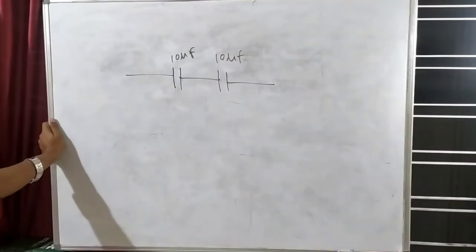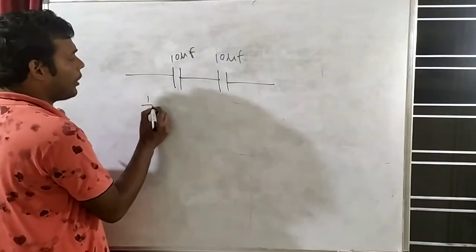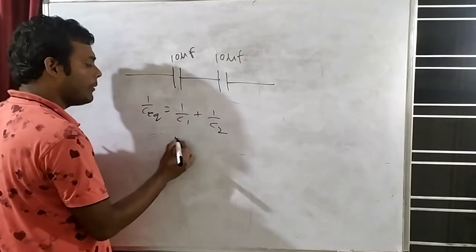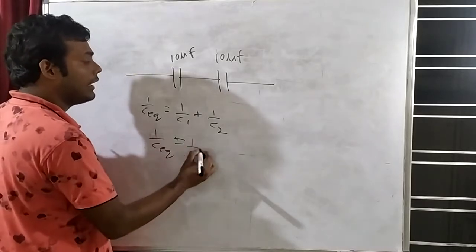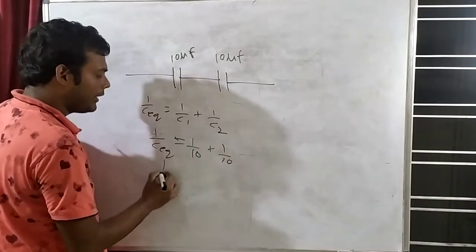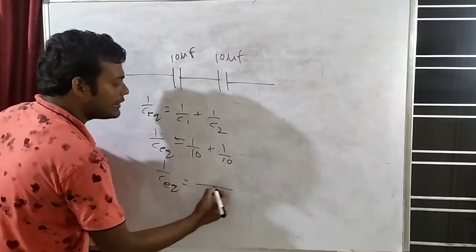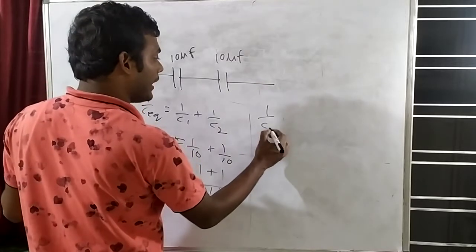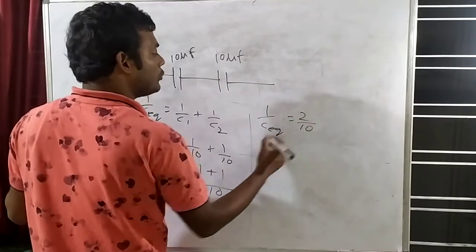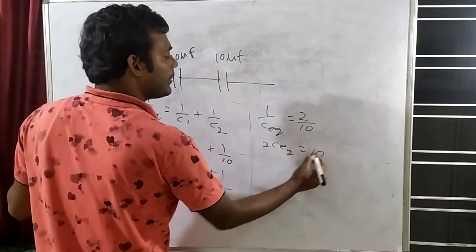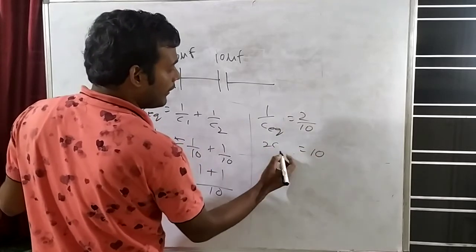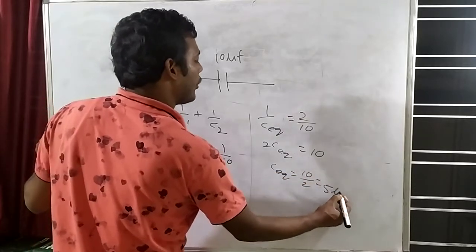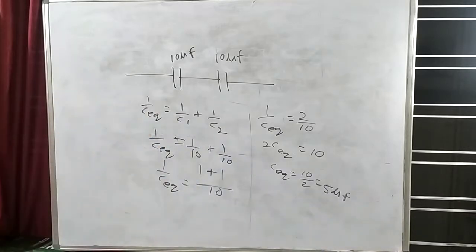So what will be the formula in series? One formula is 1 by C equivalent is equal to 1 by C1 plus 1 by C2. You can calculate using that, so 1 by C equivalent is 1 by 10 plus 1 by 10. So what will be the LCM? The LCM will be 10, 10 1 is 10, 10 1 is 10. So can we write that 1 by C equivalent is equal to 2 by 10? So 2C equivalent will be equal to 10. That means C equivalent will be 10 by 2, that means 5 microfarad.